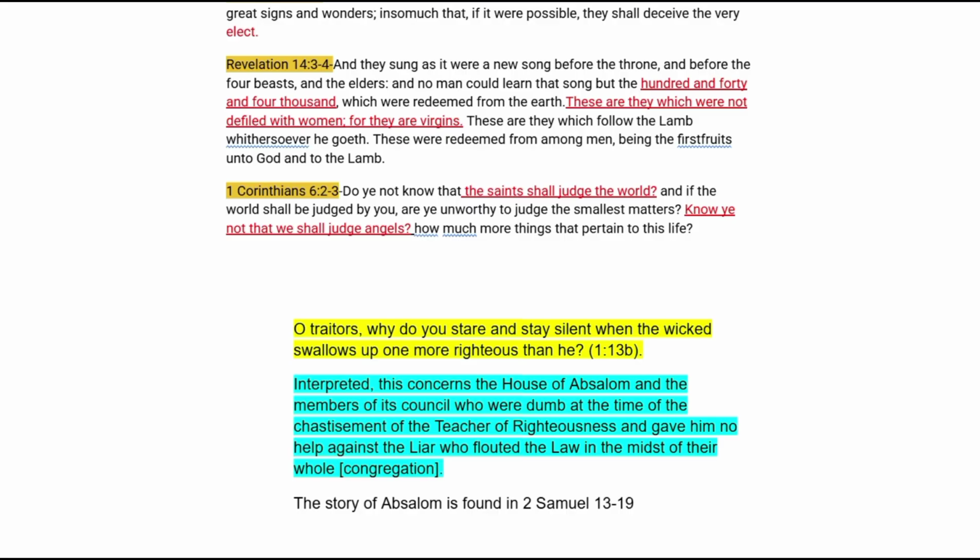So, looking at this, while I first thought, yeah, the chastisement of the teacher of righteousness was the cross, when I thought a little bit more about it, it's saying that there were those who gave no help against the liar who flouted the law. And isn't that kind of what Satan did in the beginning? He flouted the law. Isn't that the whole point and the whole purpose of the cosmic conflict? Is Satan going up and spreading lies and dissension against Christ, spreading lies amongst the heavenly council?